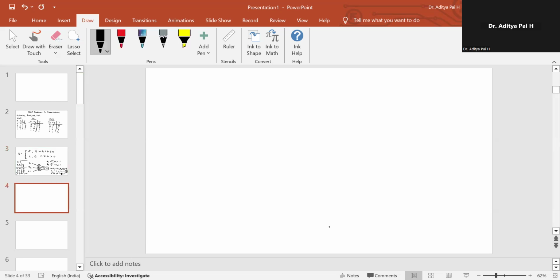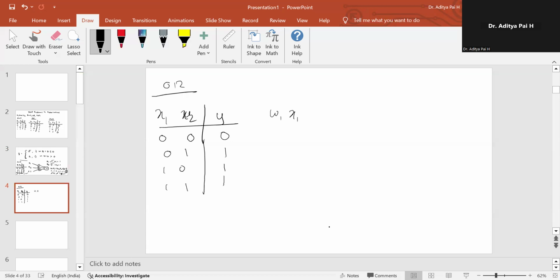The same thing if you are applying for the OR function. So the truth table for OR is x1 and x2 and y, where 0, 0 is 0, 0, 1 is 1, 1, 0 is 1, 1, 1 is 1. Now the same criteria for OR: W1 x1 plus W2 x2 plus b.